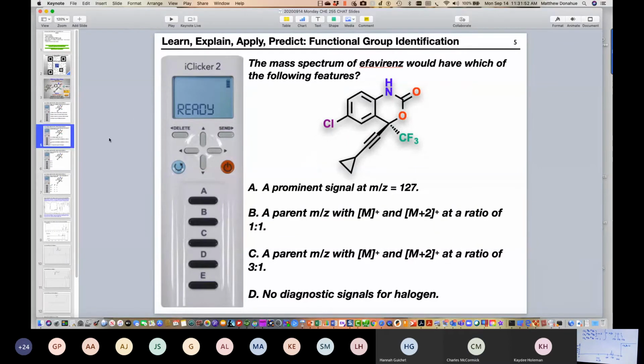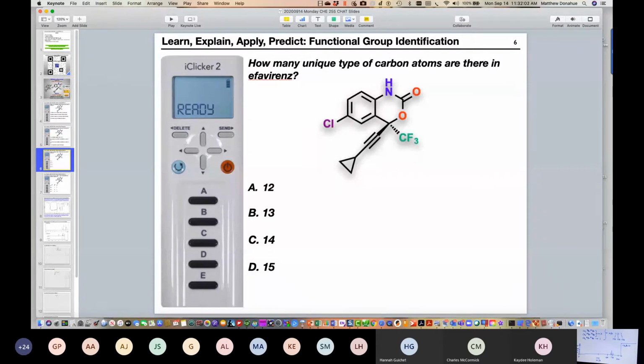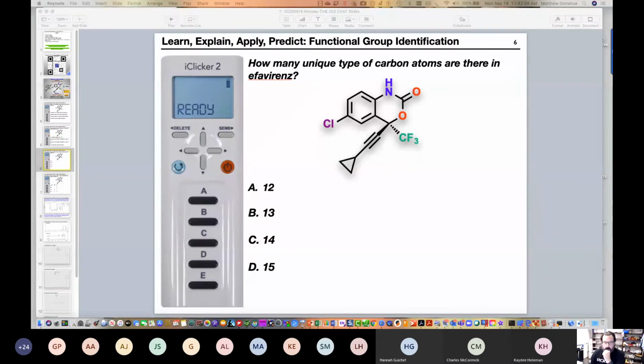So any questions before we move on to the next question about efavirenz? Just to make sure I understand, the M+2 and all that, is that the result of Br81 causing the M+2 in the parent ion? Because it's +2 neutrons. Yeah, so that's where this number is coming from. This +2 comes from the heavier isotope. See the difference between them, 81 and 79. That's the +2.